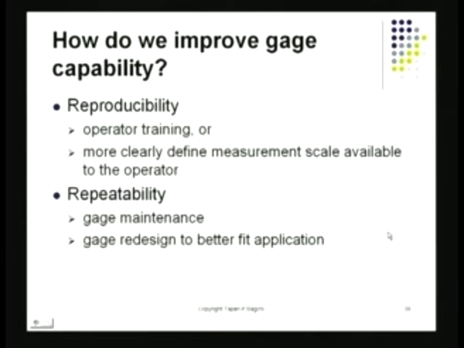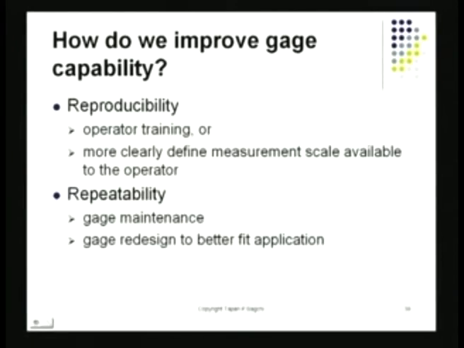So, to tell you again, reproducibility is due to the operator, and how can you improve it? It could be through training, through really going through the procedures over and over again to make sure that they understand what they have to do, and they should contribute as little as they can. They should really act like each other. Repeatability would come through gauge maintenance.